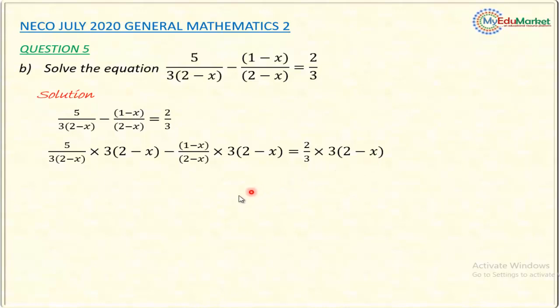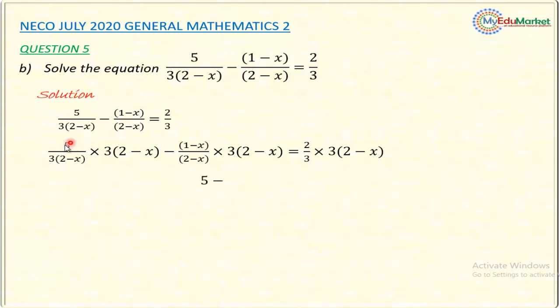So I continue. After the multiplication by the LCM, the denominators will cancel out. I will no longer have denominators at all, so the equation is now a simple linear equation. I will start with the very first term, 5 over 3(2 - x): the 3(2 - x) will cancel 3(2 - x). I'll be left with 5.